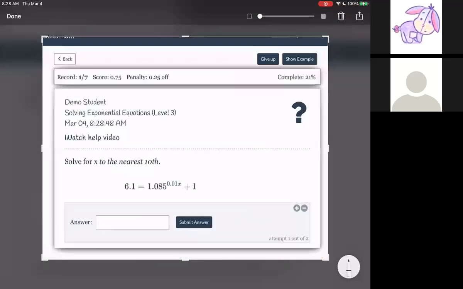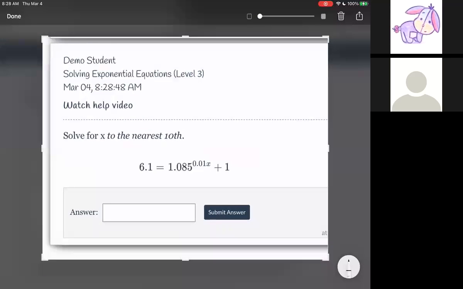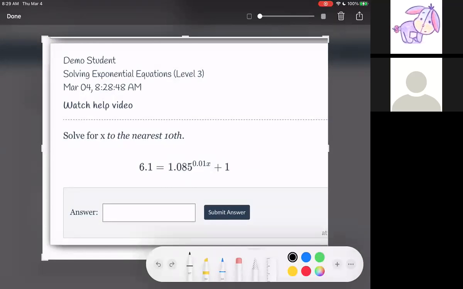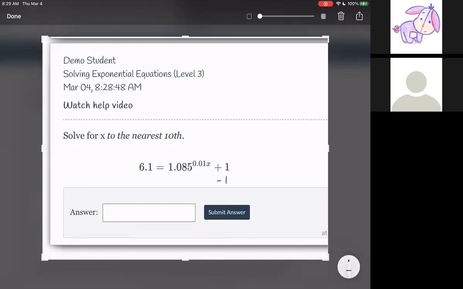Solve for x to the nearest tenth. All right, so our first goal is to get the exponential by itself. Earlier, in the last type of problem, we would divide by something to get the exponential by itself. In this problem, we're not going to divide. We want to subtract 1. So that will cancel out with the +1. And that way we get our exponential by itself.